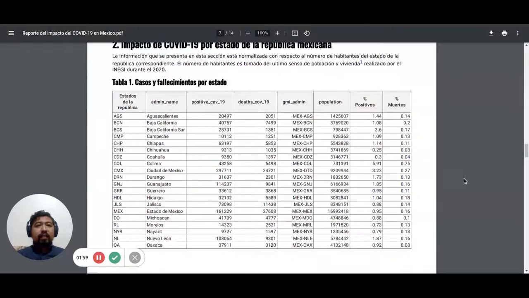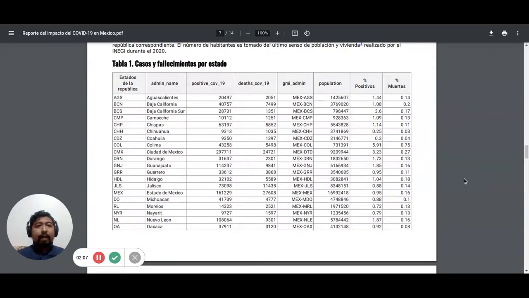Now let's see some statistics of COVID-19 in each state of Mexico. The data that we see in this section was normalized based on the number of people in each state. The number of people was taken from the last population census made by INEGI in 2020.